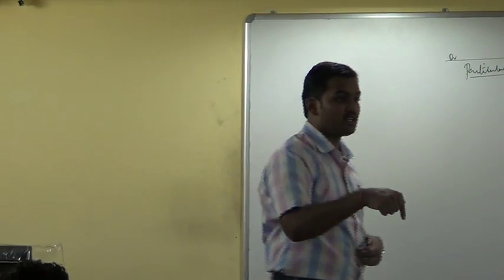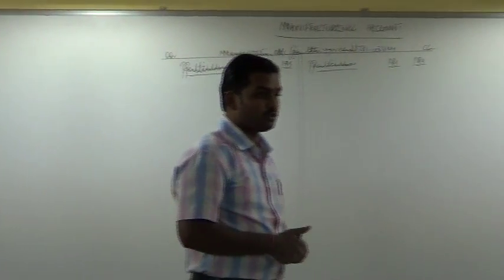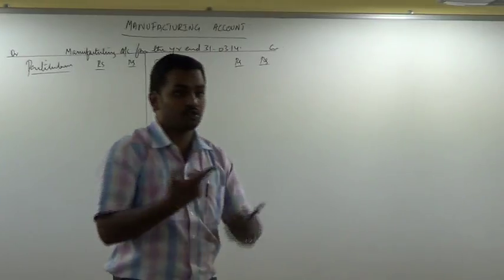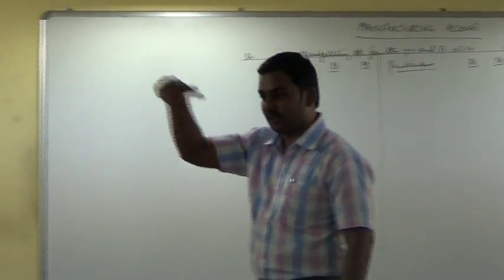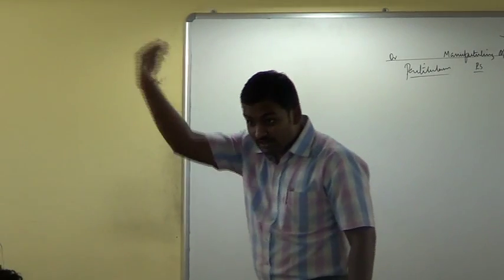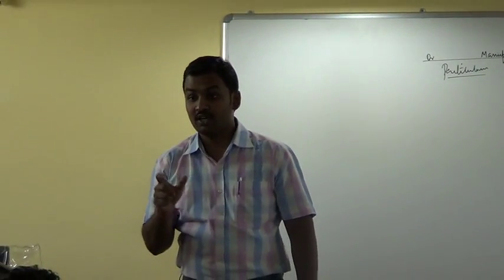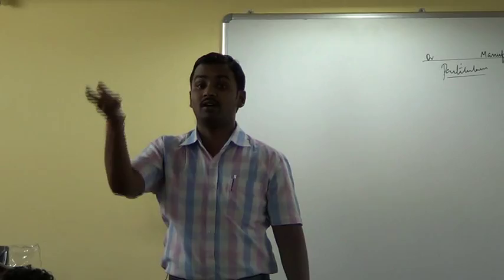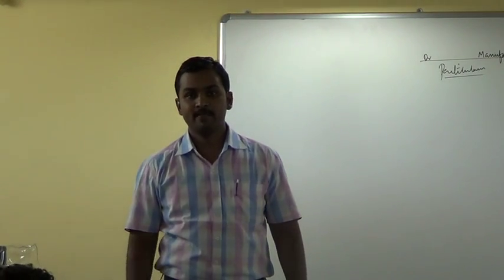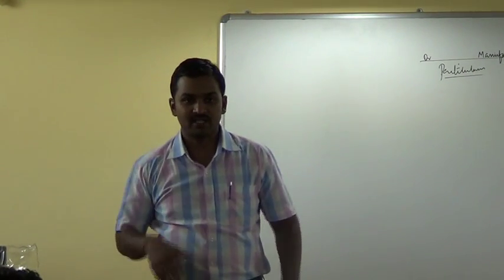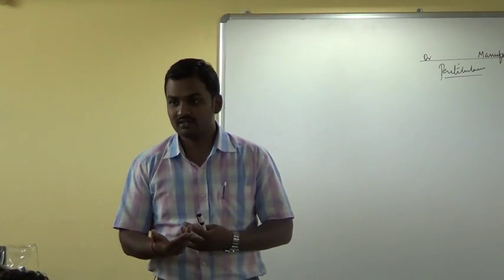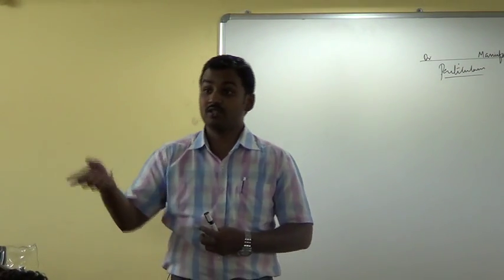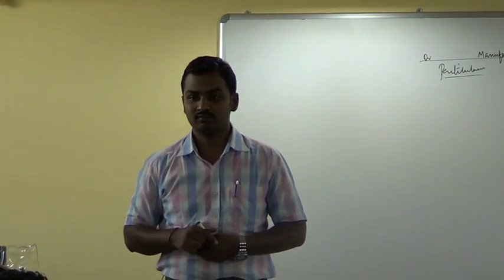So it is very easy for us to know the cost price of purchases. But in the case of a manufacturing concern, you are not purchasing finished goods. We are making finished goods. So in place of the purchase price of goods purchased, we have to calculate the cost price of goods manufactured. Purchasing is from others. Manufacturing is not buying from others. We are making it ourselves. So in place of purchase price, you have cost of production.